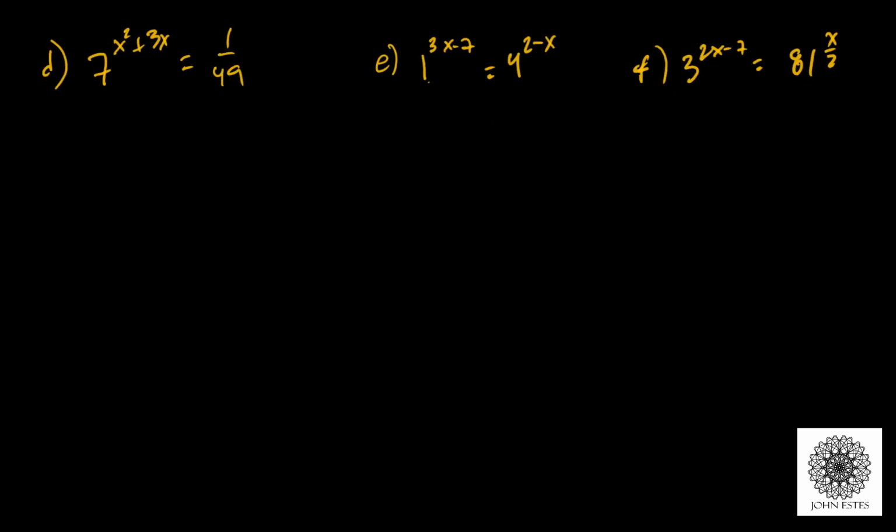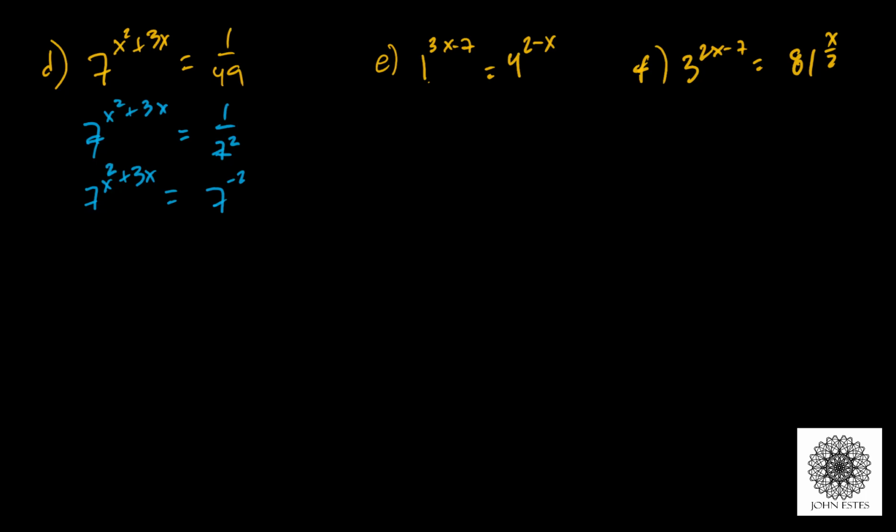Okay, in part D here, we have 7 to the x squared plus 3x equals 1 over 49, and the 49 jumps out at us immediately, right? So I'm thinking that this is 7 to the x squared plus 3x power, and that equals the 49, I'm thinking 7 squared, right? So I have 1 over 7 squared. That's not quite a common base, but remember, I can make the 1 over 7 squared the reciprocal, 7 to the negative 2 power. Remember, reciprocals give you a negative exponent.